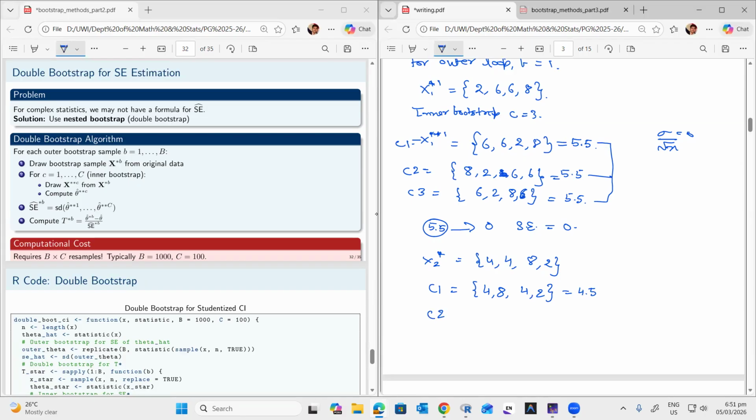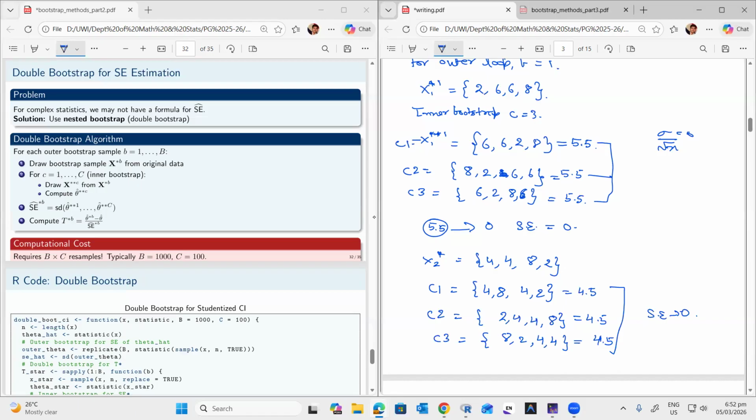And suppose I take another sample, that is 2, 4, 4, 8. So what will be the mean? Again, it will be 4.5. And the third sample that I am going to take is, suppose, 8, 2, 4, 4. So what will be the mean at that time? Again 4.5. Right. So what is the standard error at that time? Again, the standard error will be 0.